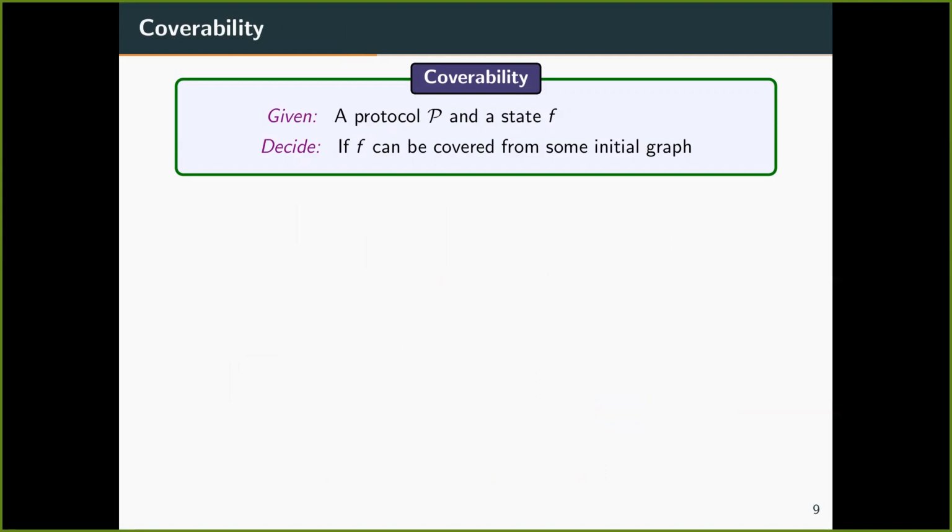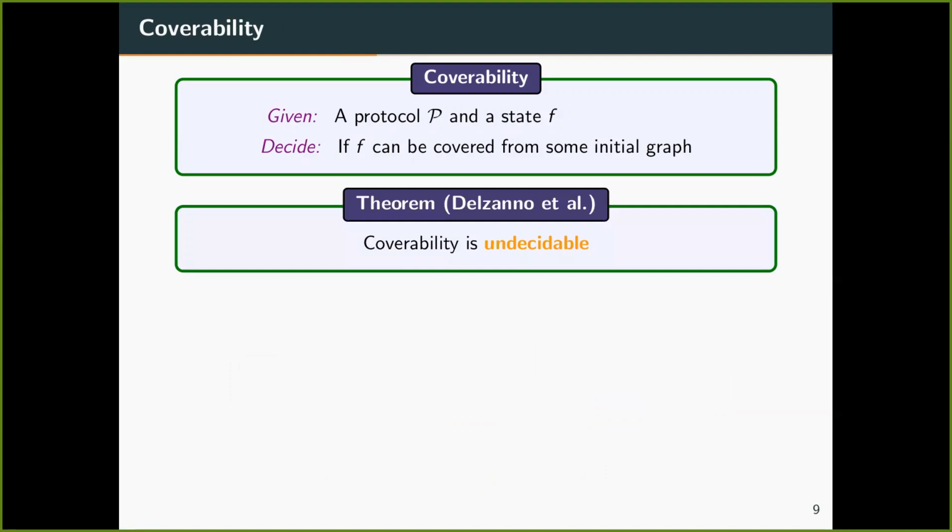Note that it is not entirely clear that this problem is even decidable, because there is no a priori bound on the size of the graph that we have to start with in order to cover the state F. Indeed, as was shown by Delzanno et al., this problem is in fact undecidable.